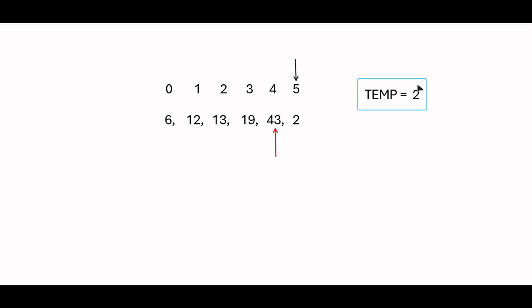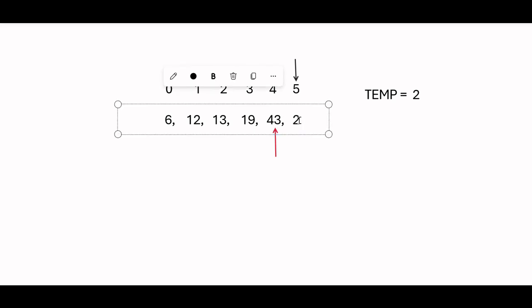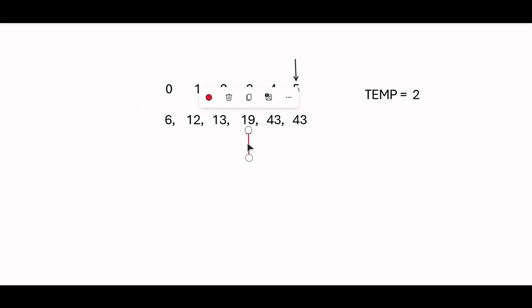Again let me repeat, the loop continues as long as temp is less than the jth element, and as long as j is greater than or equal to 0. So once j becomes less than 0, we have to stop the inner loop. So let's compare again. Temp is a 2, 2 and 43 are compared. So the expression to be followed is what is in the jth position has to override the j plus 1th position. So 43 will overwrite a 2 and j will decrement to the previous location.